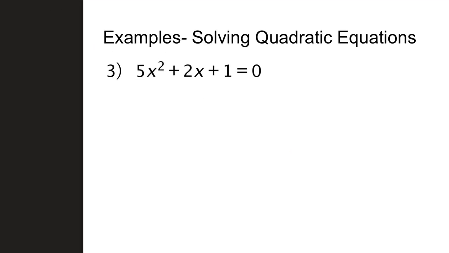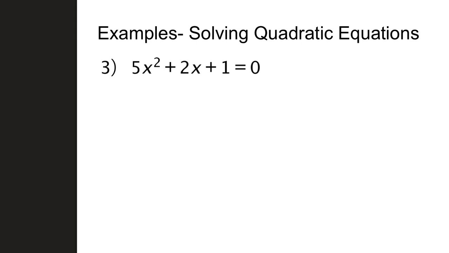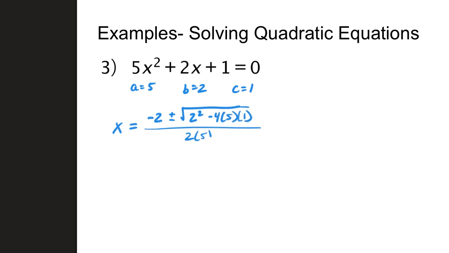Okay, we got one more to do. And for this one, I'm going to use that last method, our failsafe, the quadratic formula. So I'll identify a, I'll identify b, I will identify c, and then I'll fill in the quadratic formula. x is equal to the opposite of b, plus or minus the square root of b squared minus 4 times a times c, all over 2 times a.